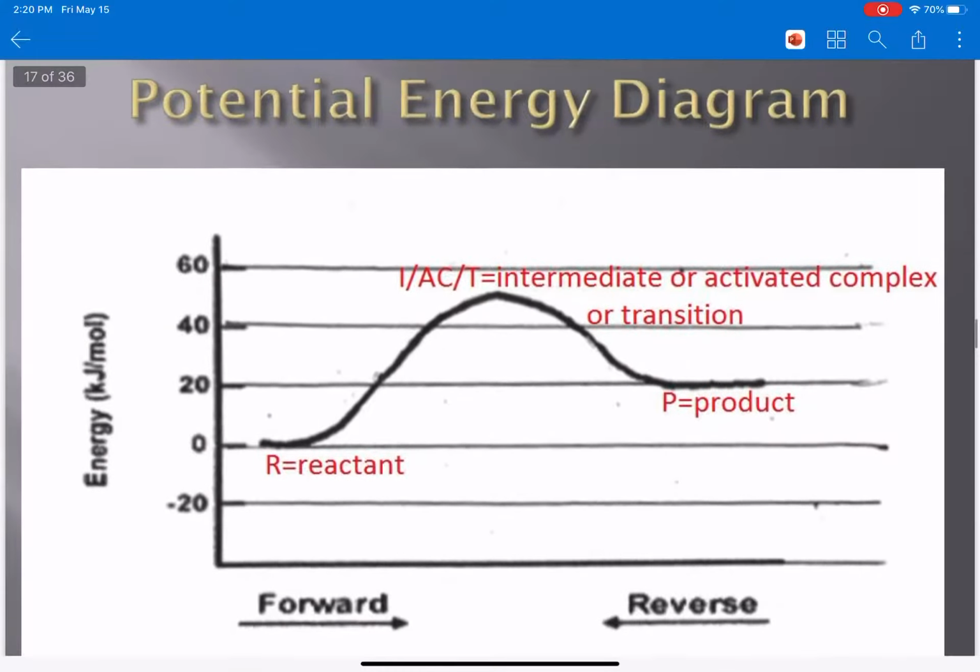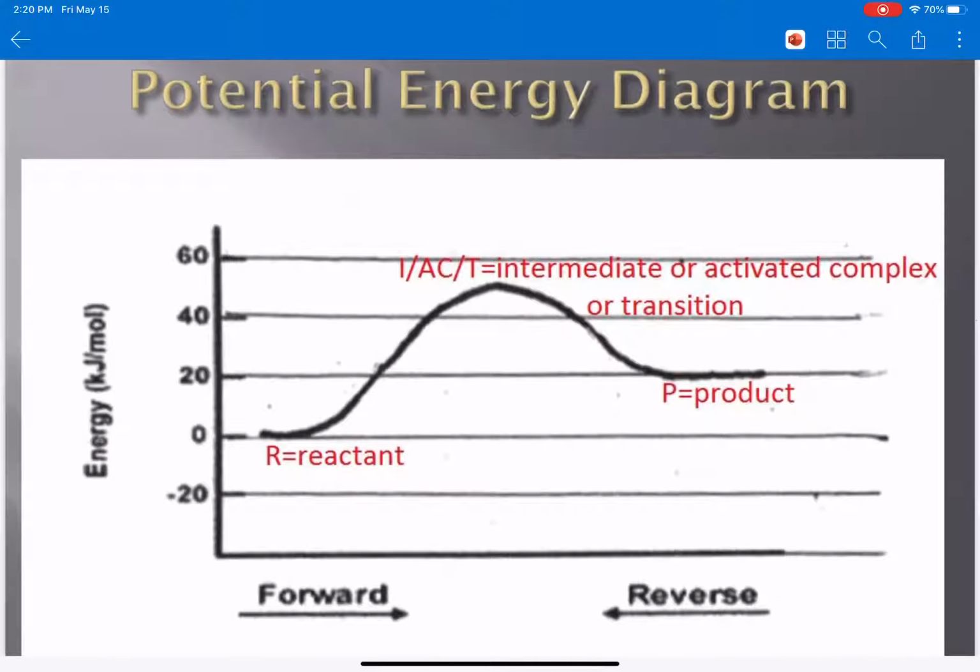So let's get started. A couple of important things here. The reaction proceeds from left to right. So the reactants are on the left, the products are on the right. And that's because the reaction starts on the left, makes its way up and over to the right. The very top of the curve is known as the intermediate, activated complex, or sometimes called the transition. All right, and that would be in the forward reaction.